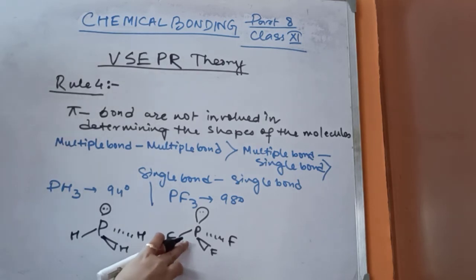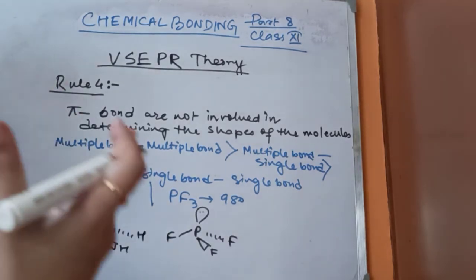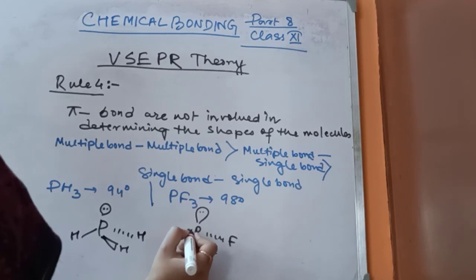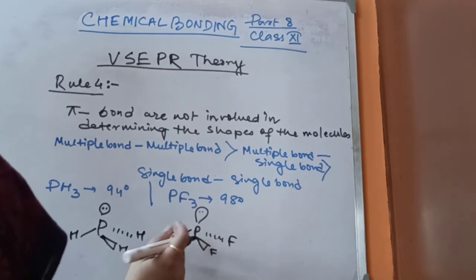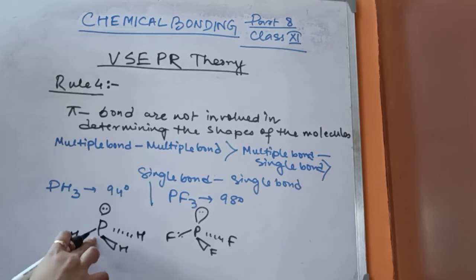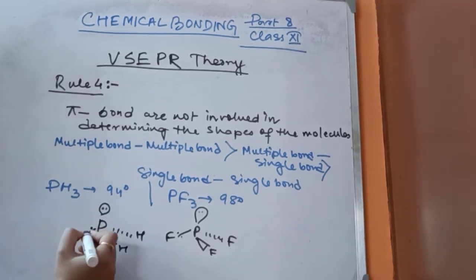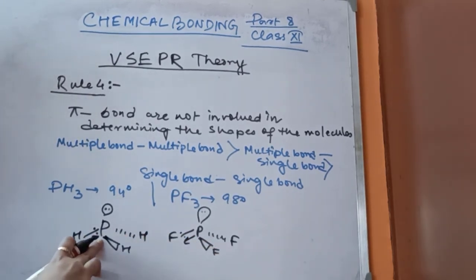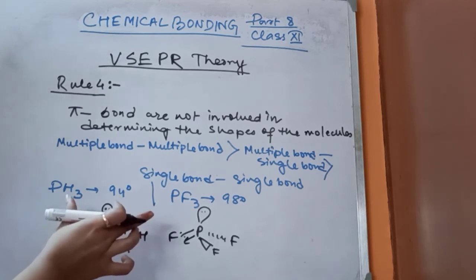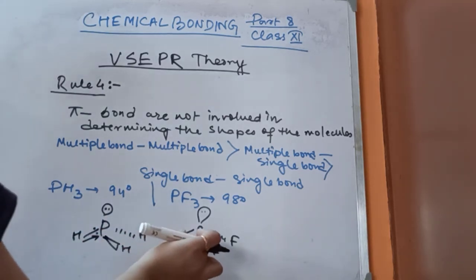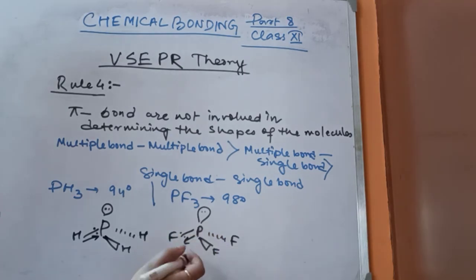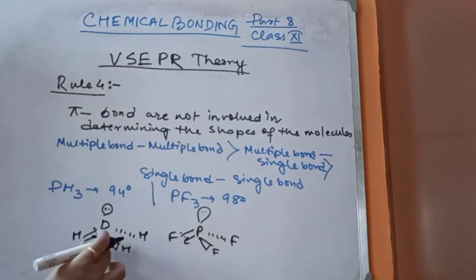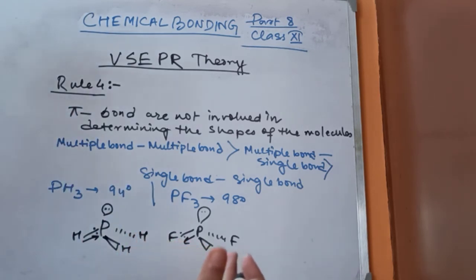In the PF bond, since F is more electronegative, the electron pair will be towards F. In the PH bond, since P is more electronegative, the electron pair should be towards P. When it is towards P, the bond pair repulsion is greater. But when it is towards F, the bond pair repulsion is smaller. So for this the bond angle should be small, for this the bond angle should be greater. But just the reverse occurs.